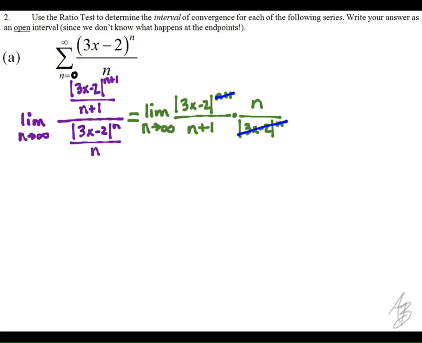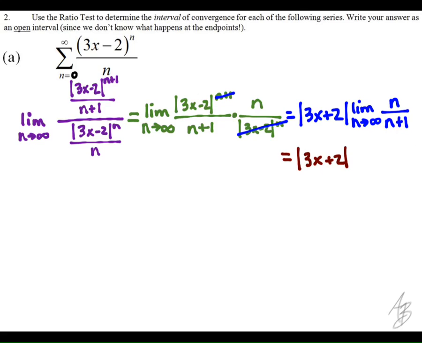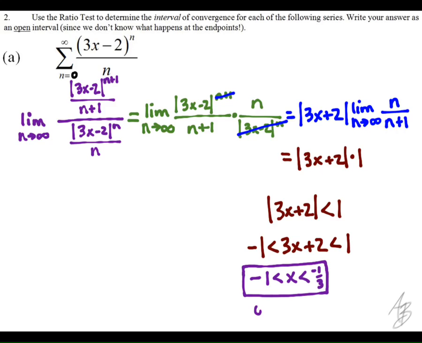So we multiply by the reciprocal. We rewrite it. Since the absolute value of 3x minus 2 is independent of n, we can rewrite it outside of the limit. And so we have the limit of n over n plus 1 as n approaches infinity. And we could, again, use L'Hopital's rule or some algebraic manipulation to find that this limit is 1. And so this series is going to converge when this limit is less than 1. So we rewrite this without the absolute values, and it would look like this. -1 is less than 3x plus 2 is less than 1. And solving that, we get -1 is less than x is less than -1/3.